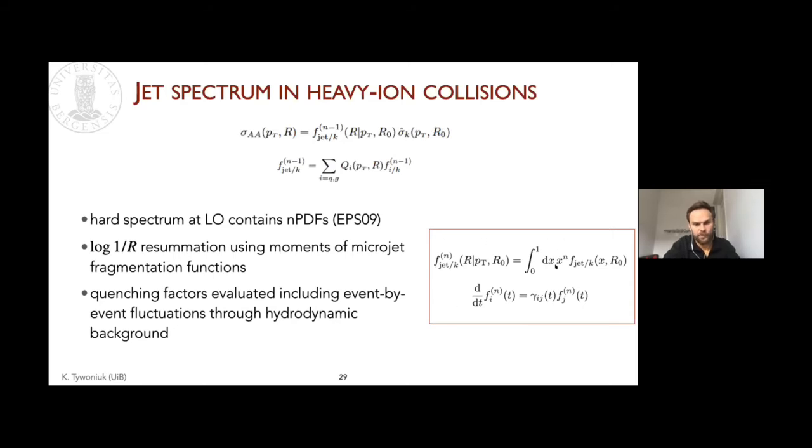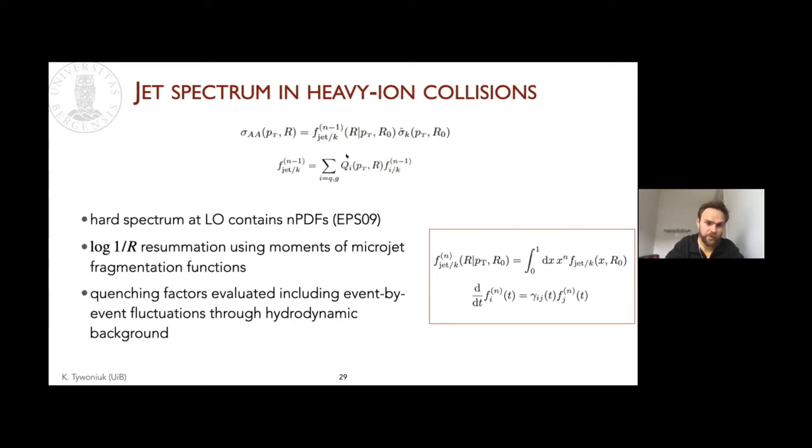And the moment of the spectrum is basically given by Xn. So this is somehow the Mellin moment of the spectrum, like this. And we know that these objects, at least in the vacuum, follow the famous DGLAP equation with the anomalous dimensions. So what we do concretely is that we take the spectrum at leading order from Pythia, using EPS09 and PDF. So this is important. And then we also do this log one over R estimation. We could do it using the DGLAP equations, but we actually take it directly from Pythia.